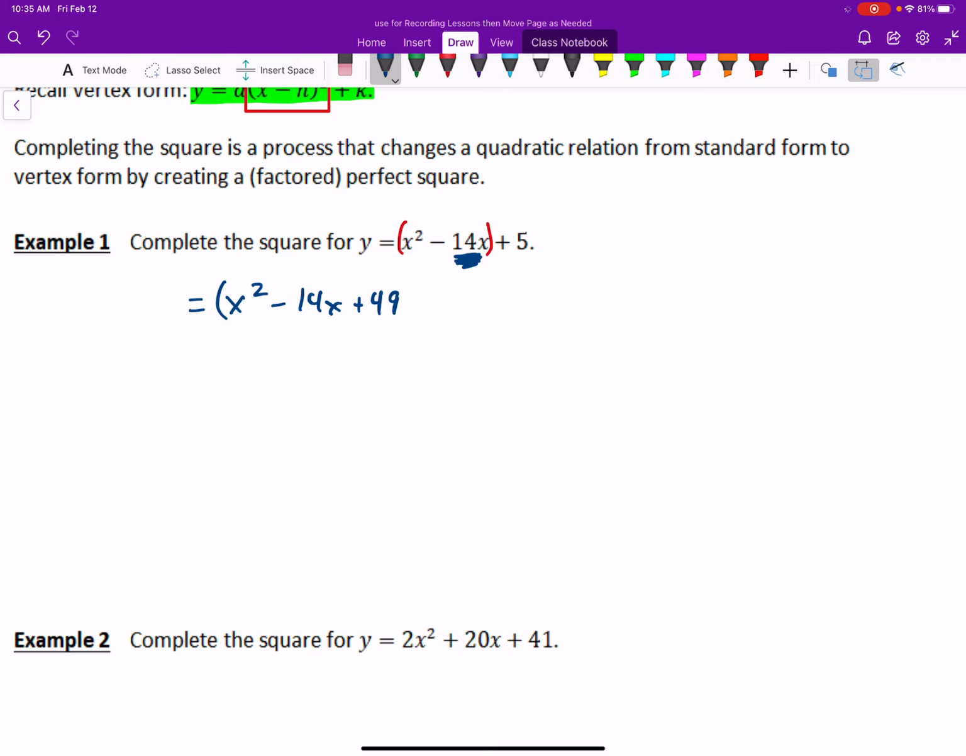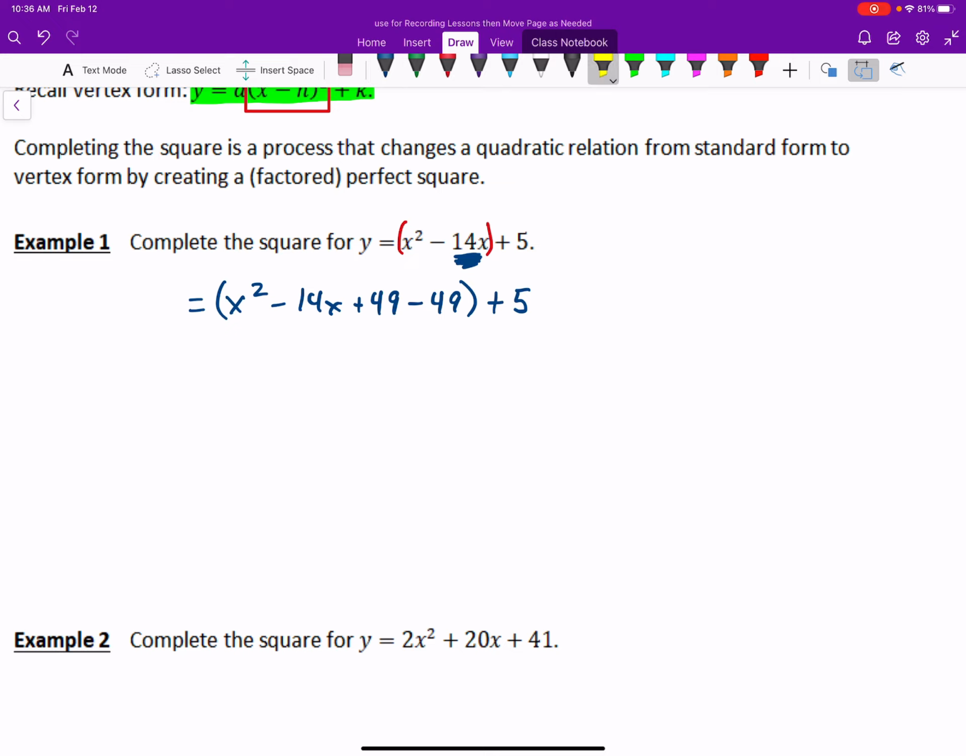So I'm going to also subtract 49 at the same time. And then I'm going to put my end bracket, and then I'm going to put the plus 5 down. I'm just carrying that plus 5 along for now. Now, it may seem odd to add 49 just so I can subtract it again, but that's okay. You're going to see that we're going to do different things with the two different 49s.